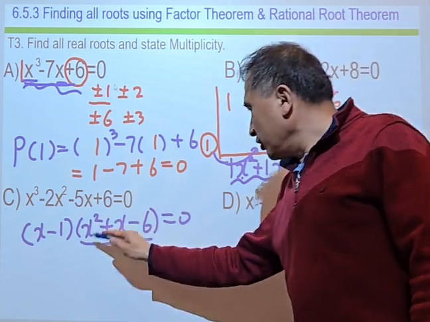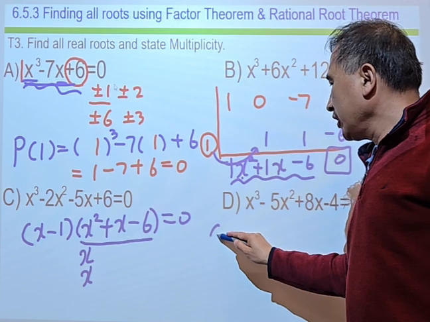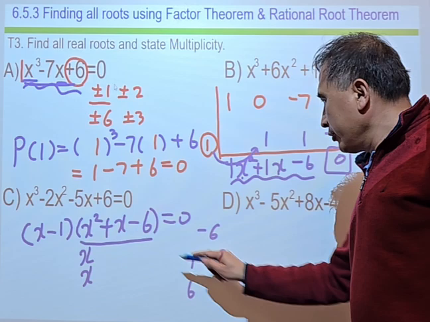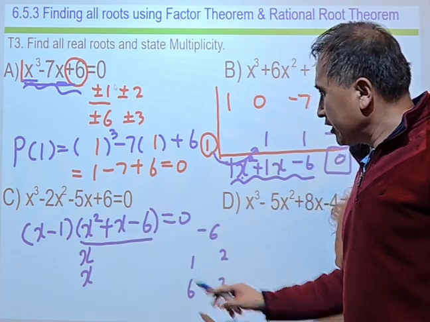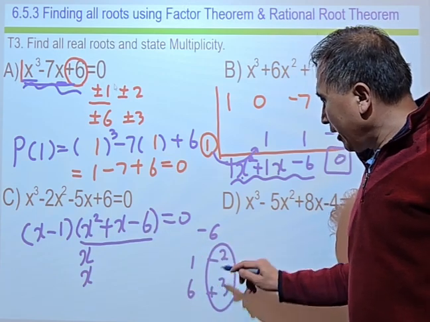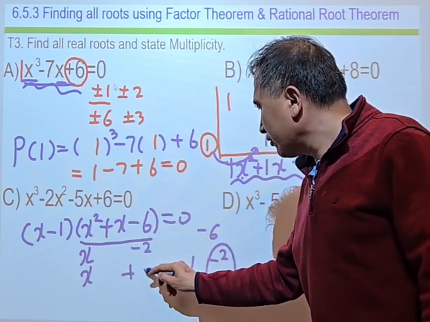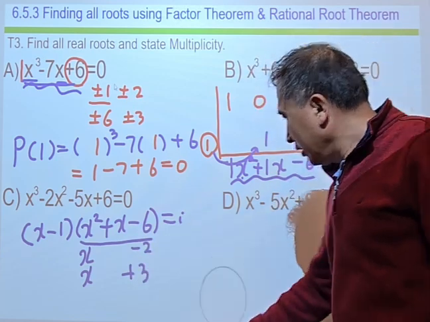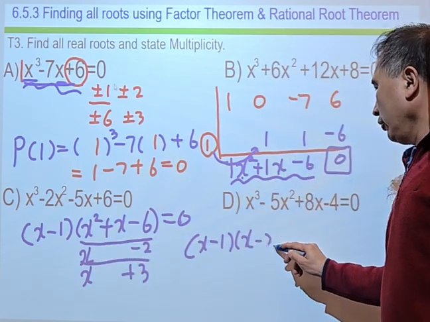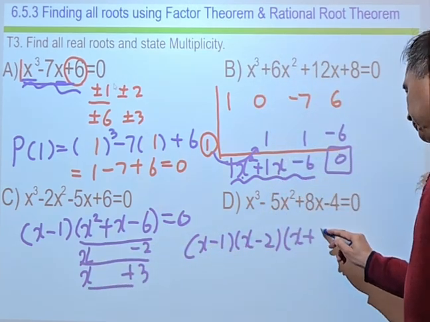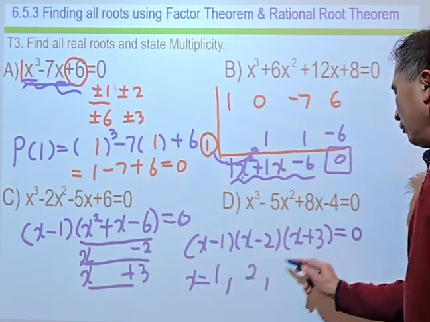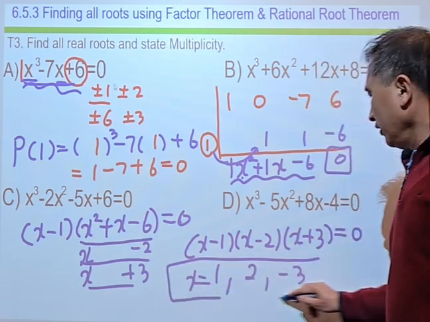Then I can factor it: x and x, and factors of 6 with a minus 6 there. So 1 and 6, 2 and 3. Among those, the difference is 1. In order for the difference to be plus 1, one is plus and the other is minus. So minus 2 and plus 3. So I can factor this as x minus 1, x minus 2, and x plus 3, equals 0. From there I can find x equals 1, x equals 2, and x equals negative 3. So this is the final answer.